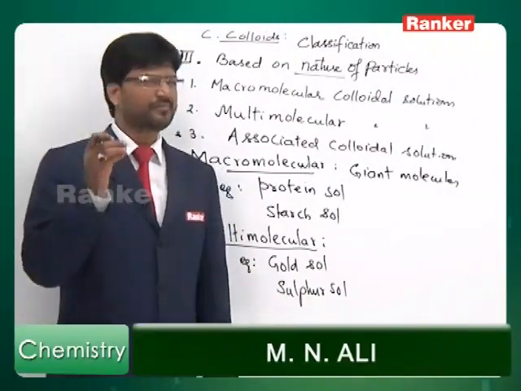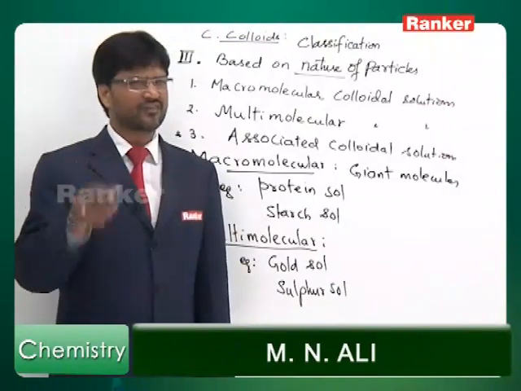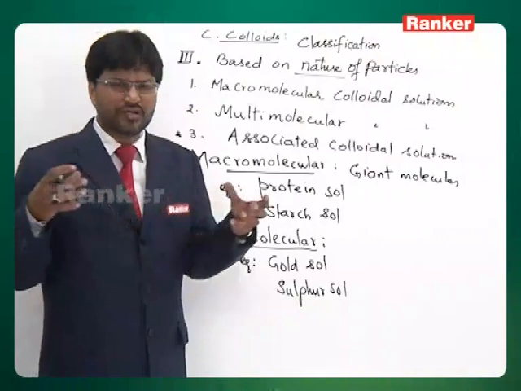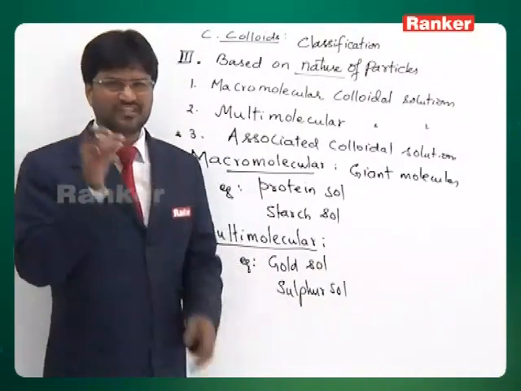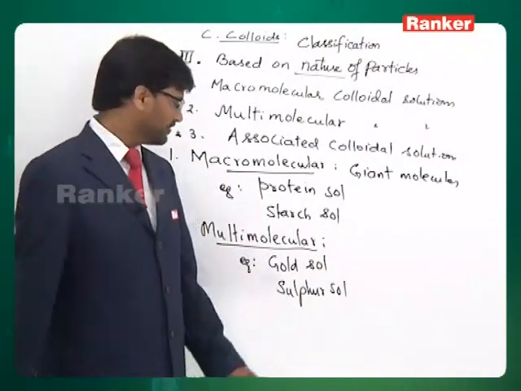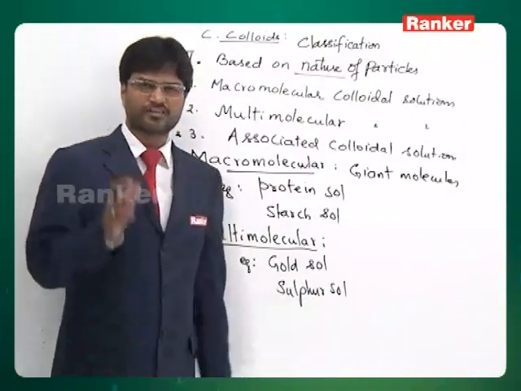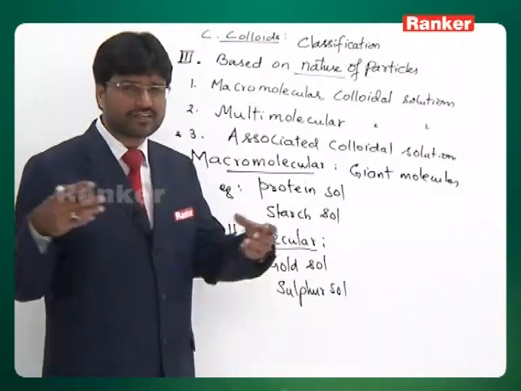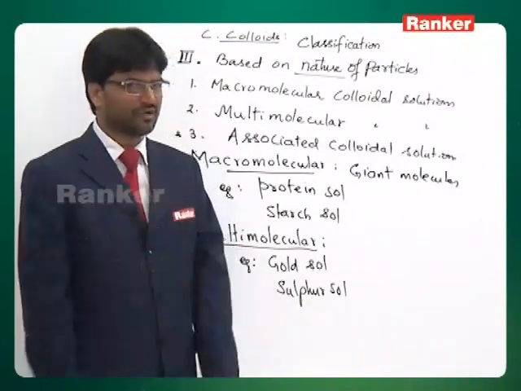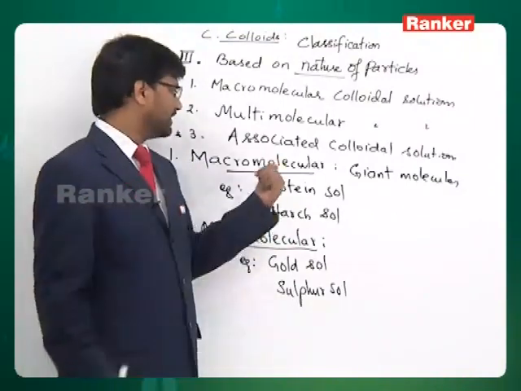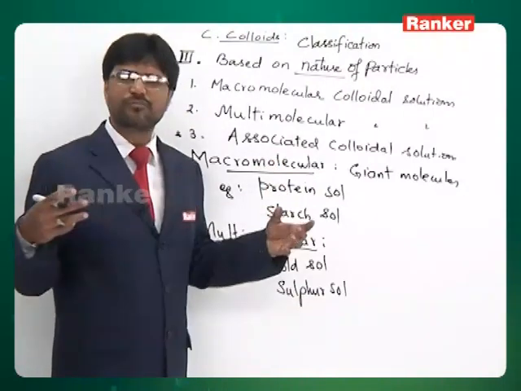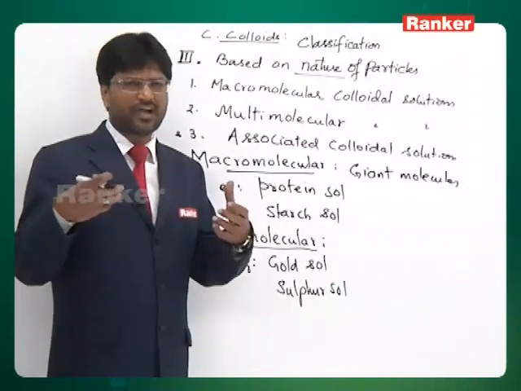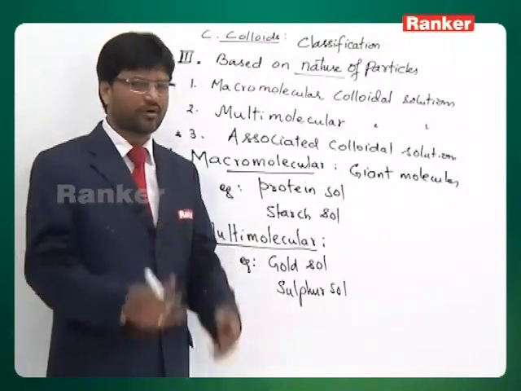If sulfur is precipitated in water, because sulfur is insoluble in water, a large number of sulfur molecules tend to form clusters, and these clusters will have colloidal dimension. So sulfur sol, gold sol are examples of multimolecular colloids. The size of the particle increases due to aggregation of a large number of smaller molecules. Unlike macromolecular colloids, they don't form bonds. They just form clusters where they have physical interaction, not chemical bond formation.